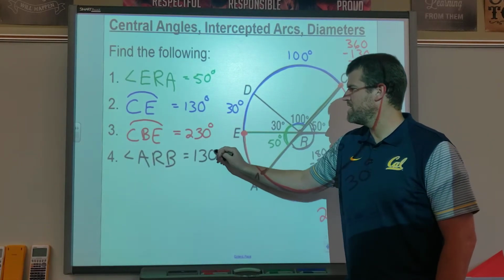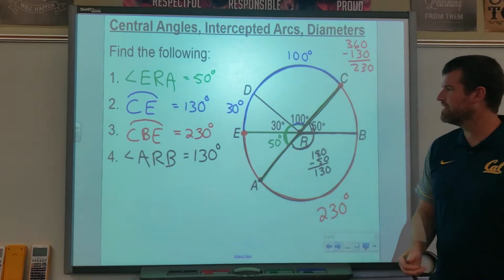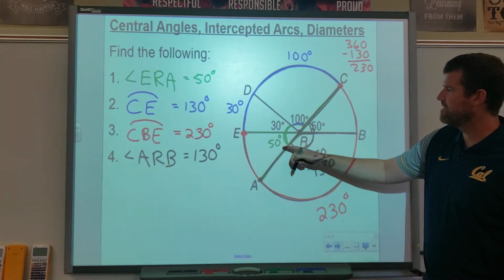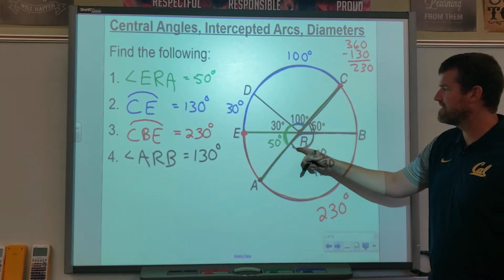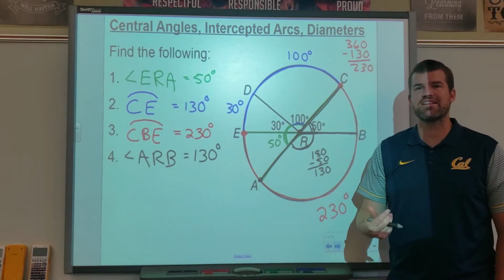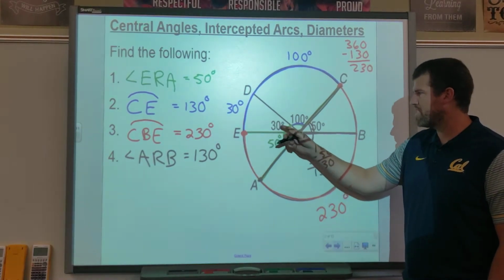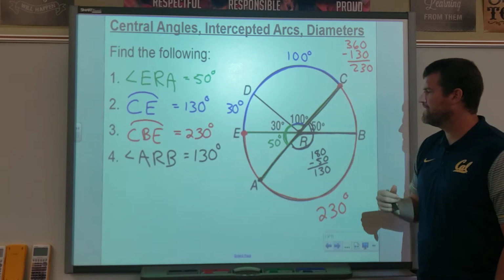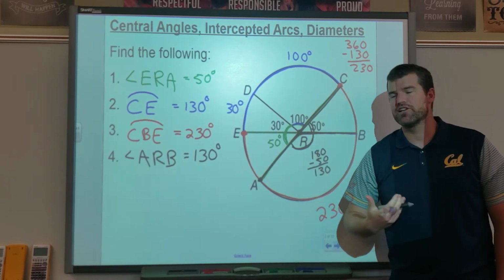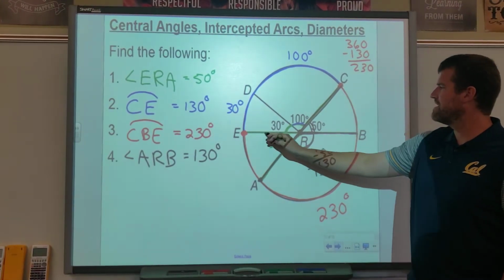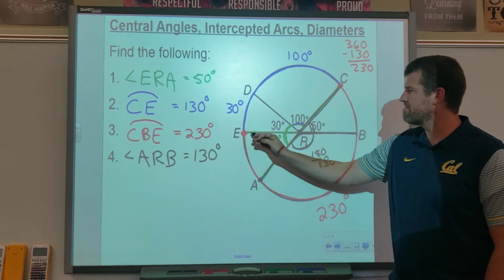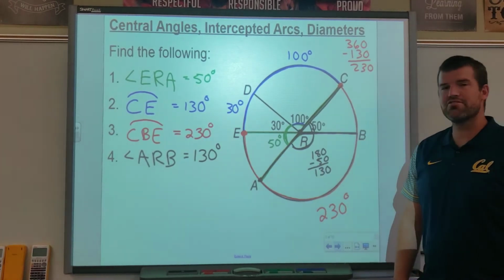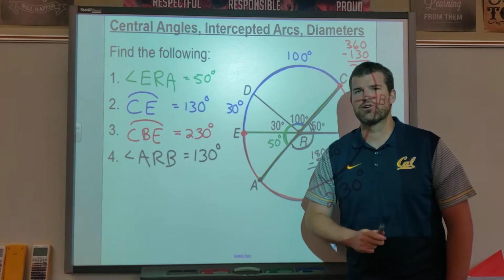Is there more than one way to do that? Absolutely. I could use the fact that I already know everything except for this angle, and I could start with 360, subtract 50, subtract 30, subtract 100, subtract 50, and I would get 130 degrees. I could have used this diameter and this semicircle, but regardless of which way we did it, there is 130 degrees in that angle.